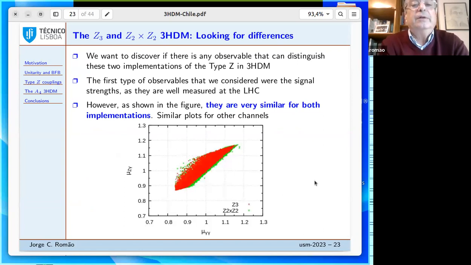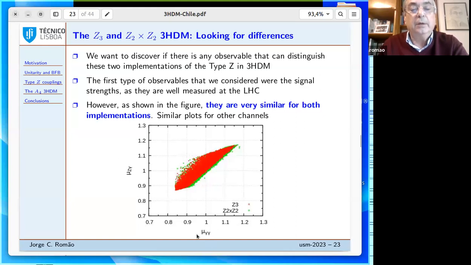Now, you want to discover if there is any observable that can distinguish between these two implementations of type Z in the GHDM. The first thing we thought was just to look at the signal strengths, because they are very well measured by now at the LHC. But if you look at the result, they are very similar for both implementations. In red, I have Z3, and in green, Z2 cross Z2, and the plots essentially are on top of each other, which means that you don't have any feature.